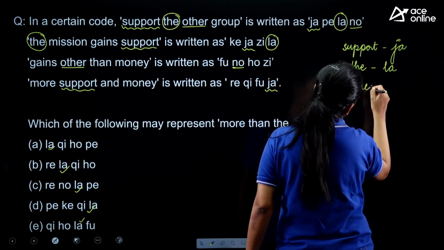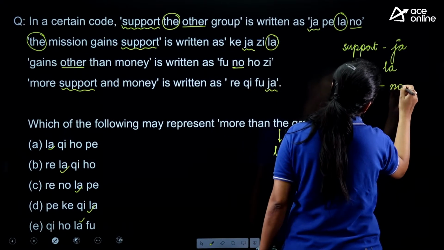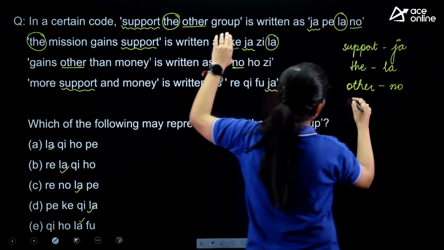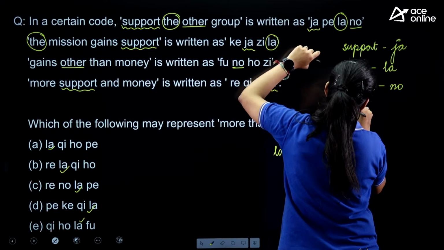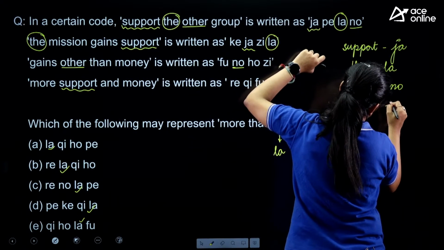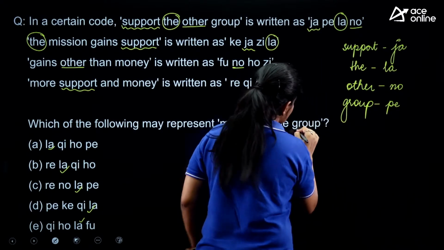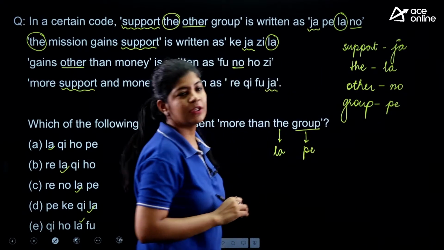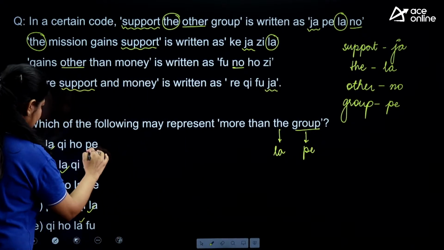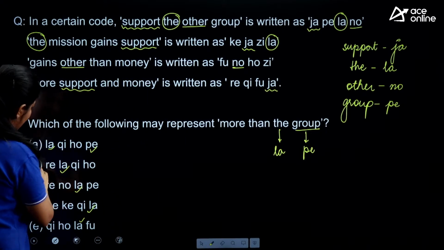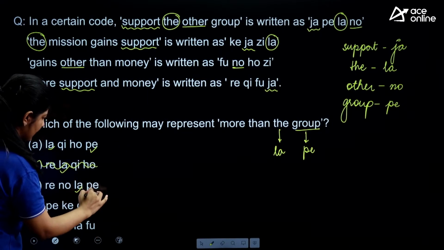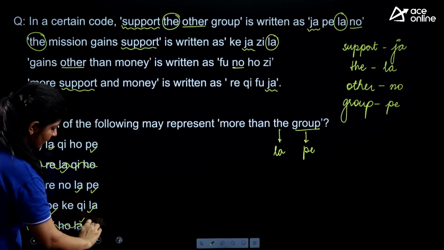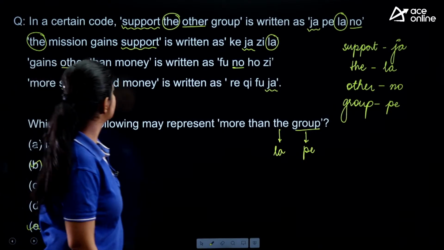For other we are having a word no. And in this one we are only left with one word, that is group, and one code, that is PE, right? So for this one we need PE. PE, here we are not having PE, that means this option is eliminated. PE, PE, here in this one also there is no PE, so we can eliminate these two options.